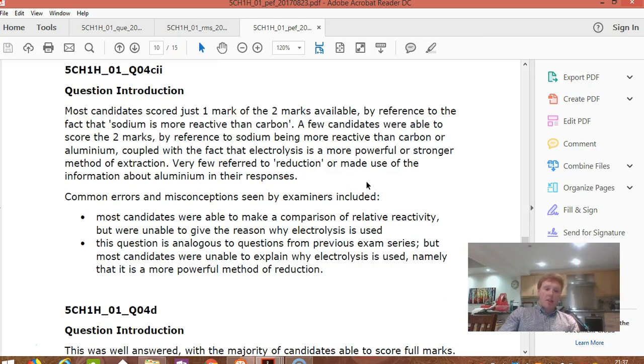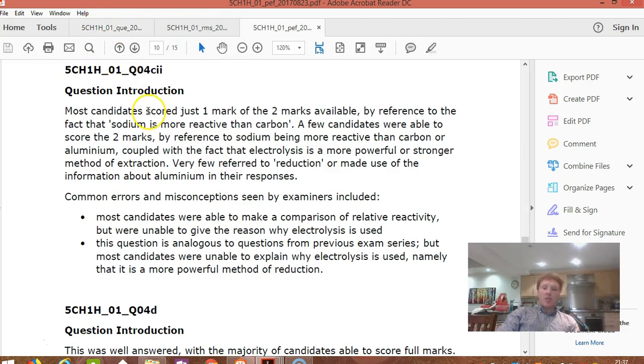Common errors. Most candidates were able to make a comparison of the relative reactivity, but were unable to give the reason why electrolysis is used. The question is analogous to questions from previous exam series, but most candidates were unable to explain why electrolysis is used, namely that it is a more powerful method of reduction.